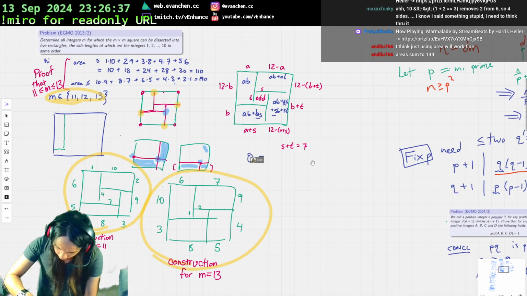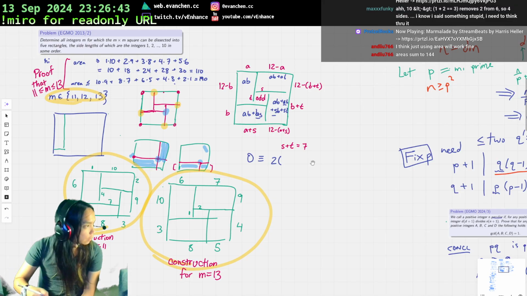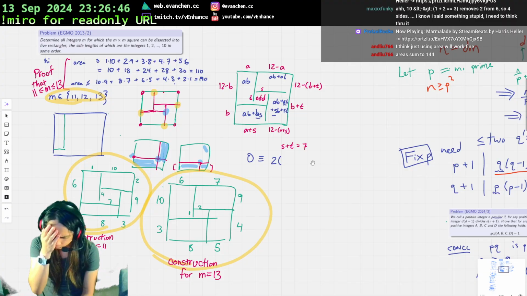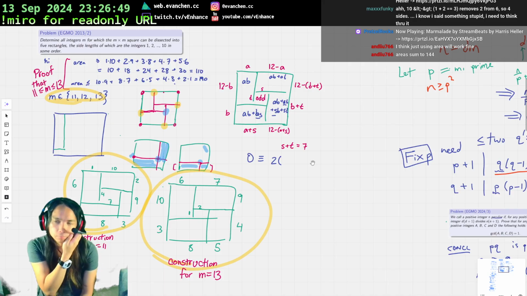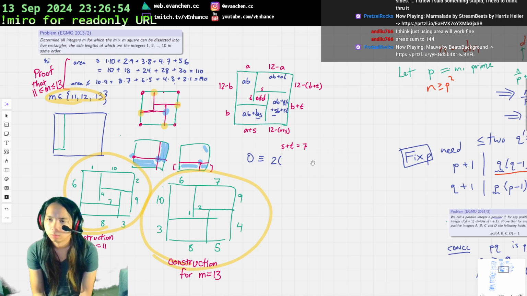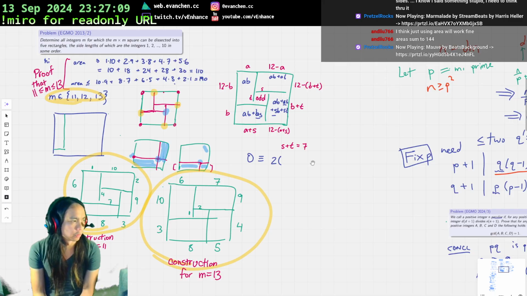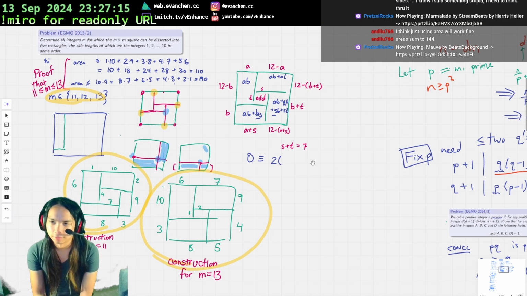It's like... area sum to 144. Like, do you want the actual 144 sum, or... I'm a little confused now. Like, what's the argument you're trying to use? Okay, I guess s plus t has to equal 7. Are you trying to use a size argument or a mod argument? Maybe that's the question. I mean, the other thing we can do is just check all the possibilities, because there's not very many.